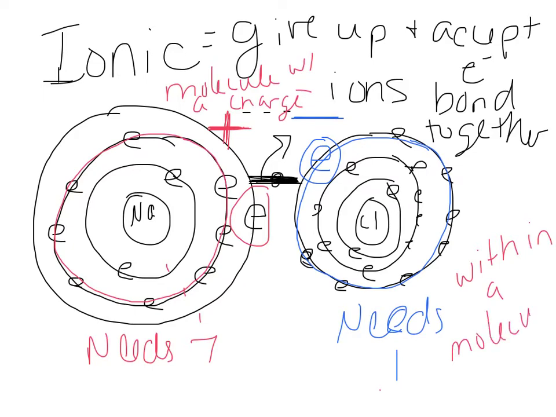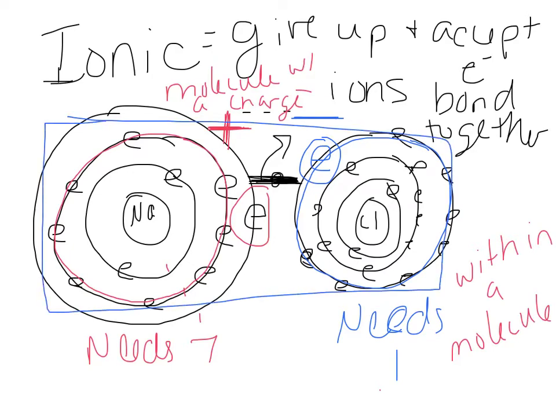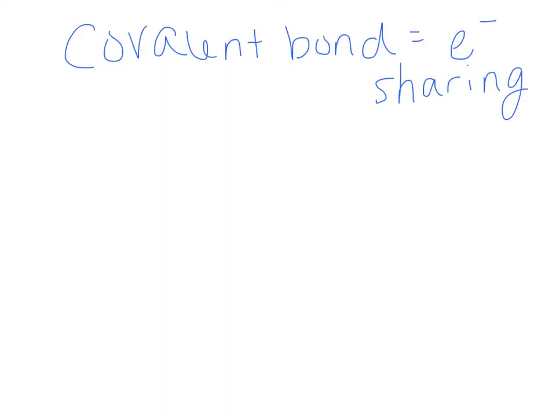So this becomes salt right here. So when these guys bond together here, that's salt. That's a molecule. They're held together by an ionic bond. So the other kind of bond that can hold atoms together is what's called a covalent bond.